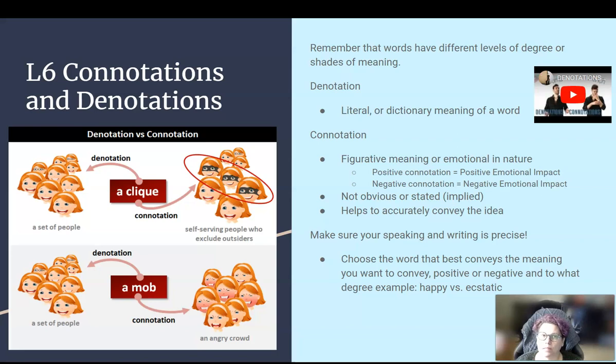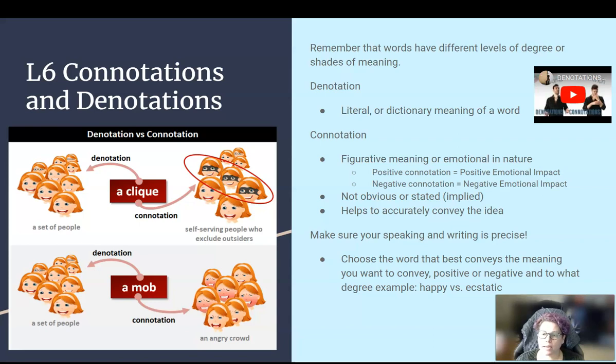This is usually not obvious. It's not stated. It's implied. It's something you have to think about and figure out. And connotative meanings really help a writer to accurately convey their ideas and what they want to convey to their audience. Make sure when you're speaking and writing that you are using precise language, especially in your writing, guys. Choose words that best convey the meaning that you want to convey with the positive or negative impact that you want in that word.